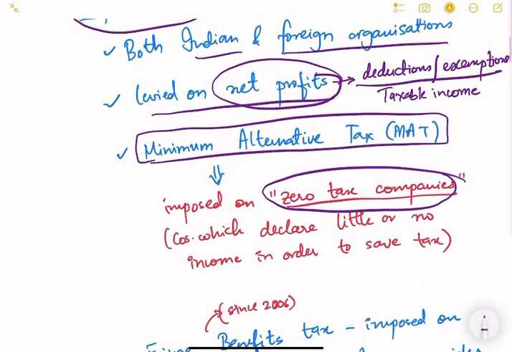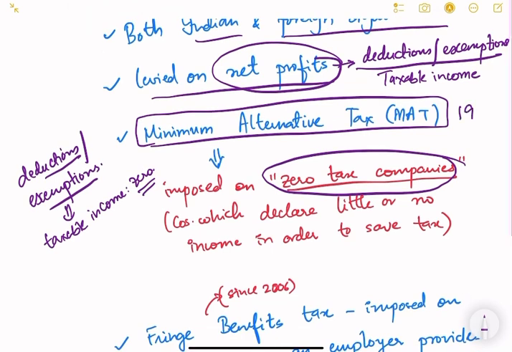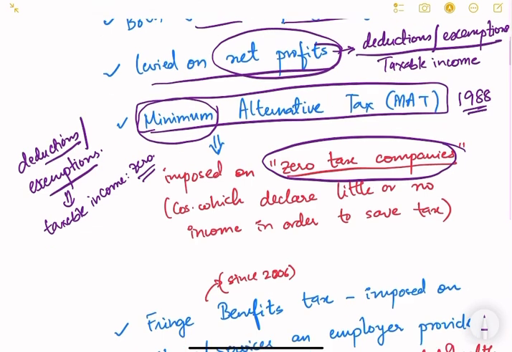So there are a few companies which misuse the provisions of the IT Act and they use all these deductions and exemptions which are not legal at all, and they show that their taxable income is zero. They make their taxable income to be zero. So there is a concept called minimum alternate tax. It was introduced in 1988, long ago, and as the name itself suggests, basically there is a minimum amount of tax that the company has to pay regardless of the profit. Okay, so whatever is your profit, the company has to pay a minimum amount of tax.